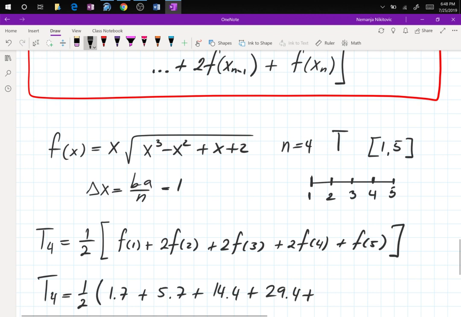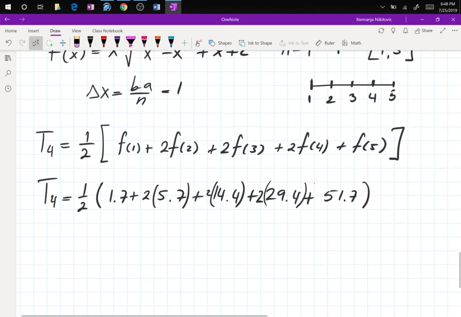Oh, I need to double these. Hold on. Plus 2 times, 2 times, 2 times. I forgot to double them. And then finally, the last one is 51.7. And now you compute this, and you're done.